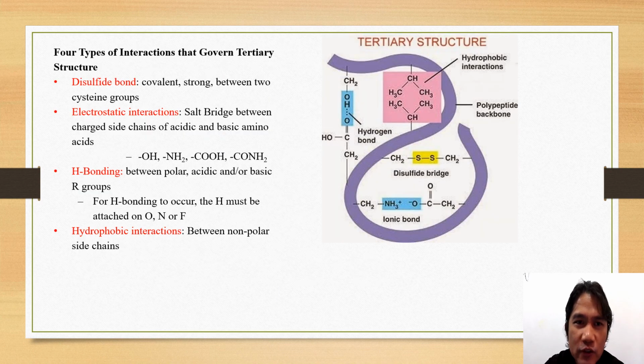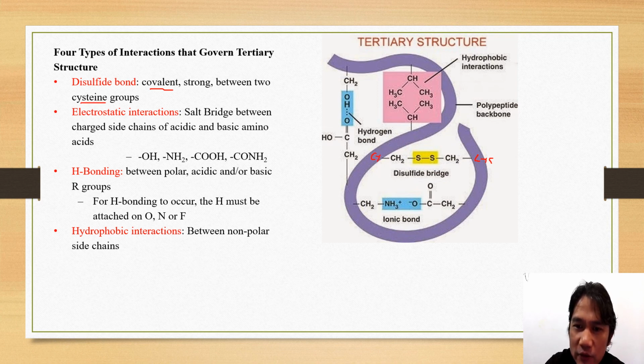Let's consider those attractive forces one by one. So, disulfide bond. What is a disulfide bond? A disulfide bond is the strongest among the four because this is covalent. What is covalent? Sharing of electrons between the two cysteine groups. Look at this. In this region there is a cysteine residue, and in this region of the protein there's also a cysteine.